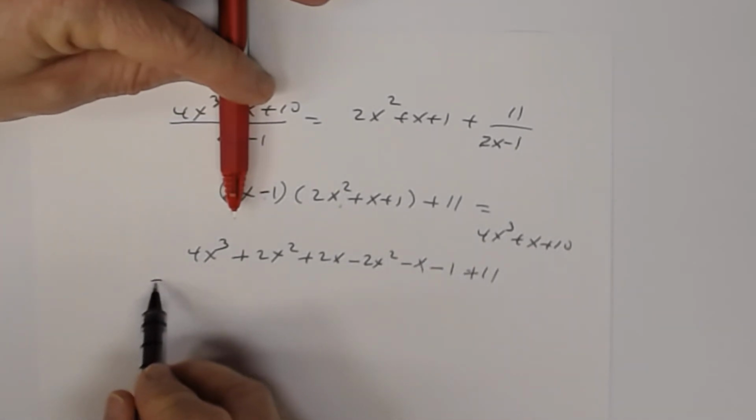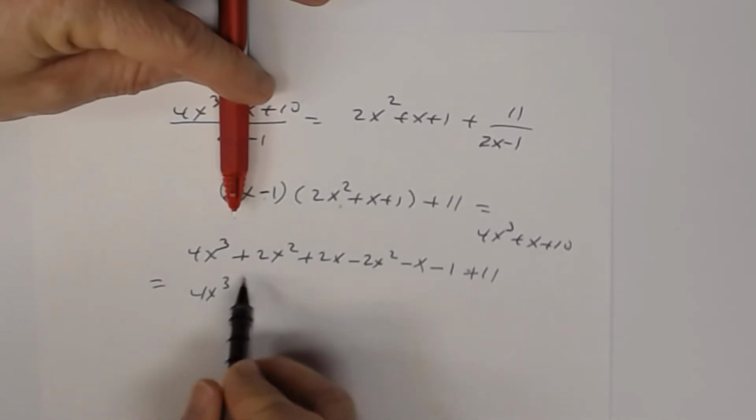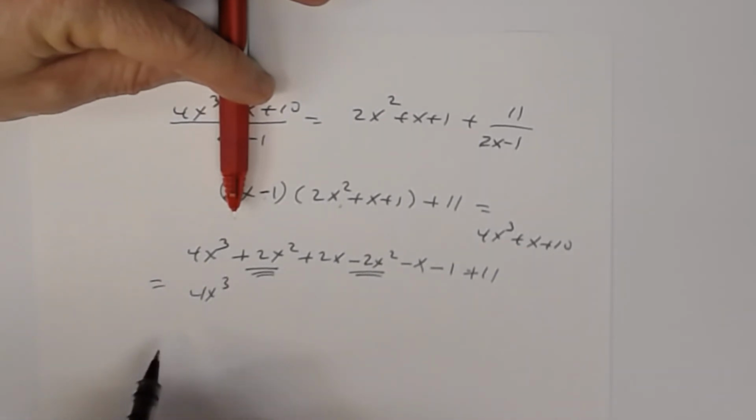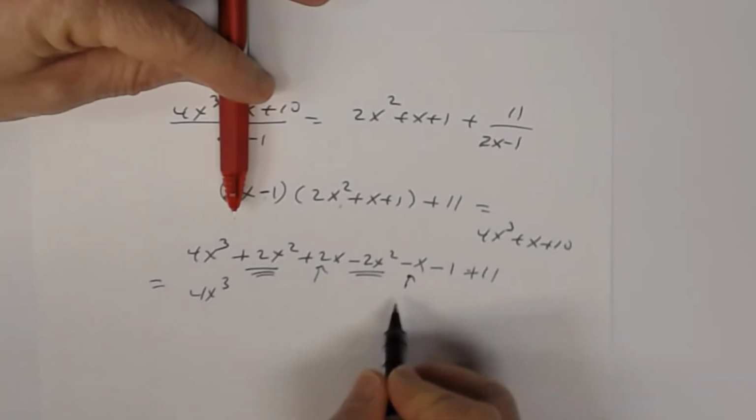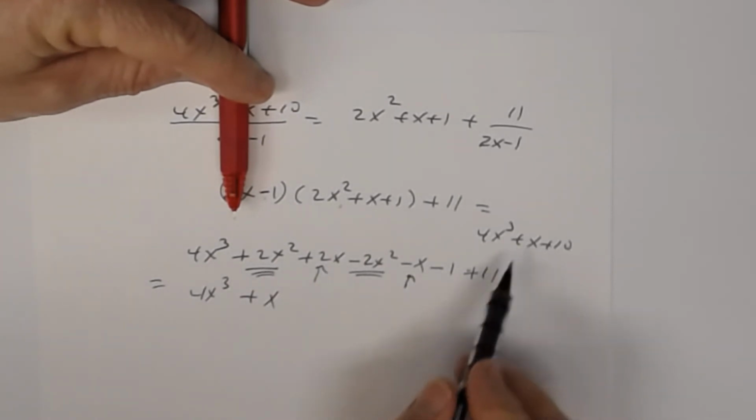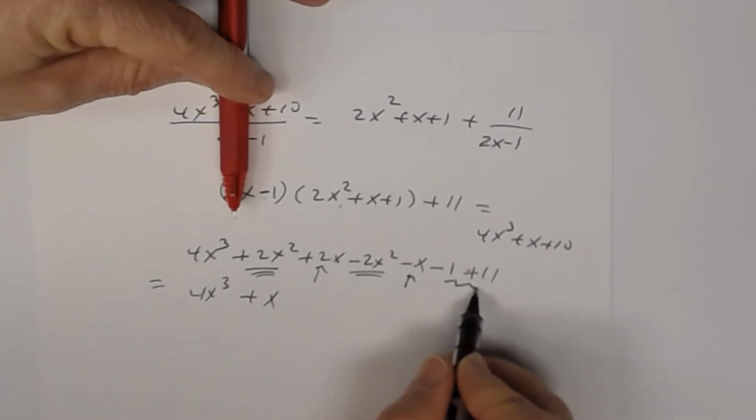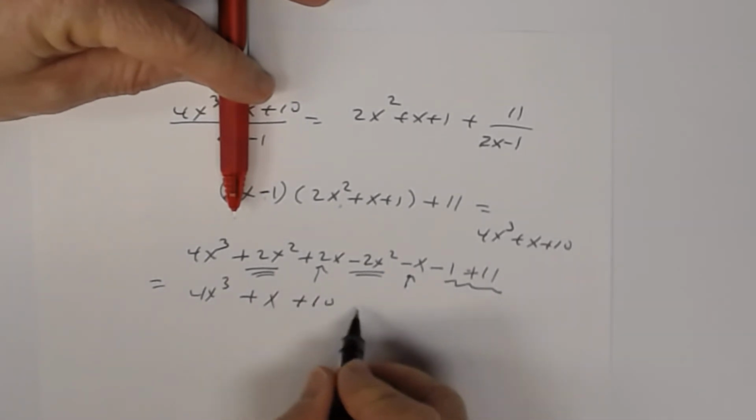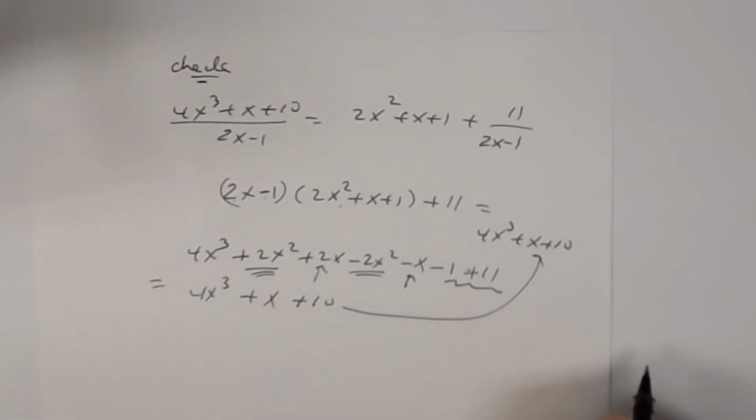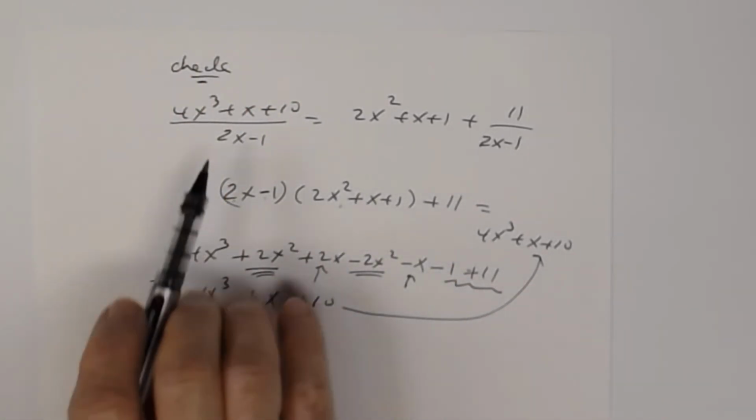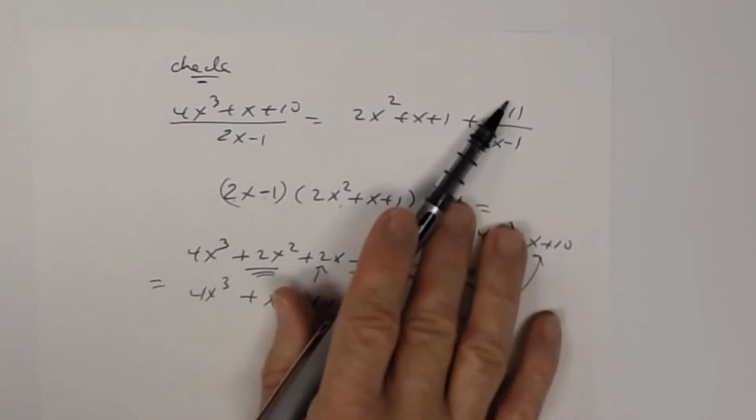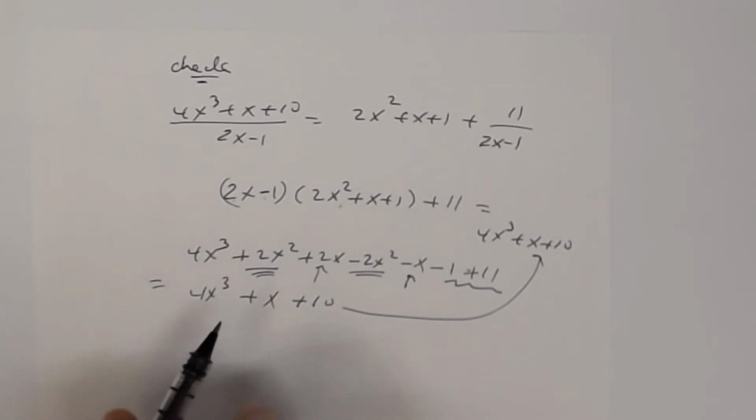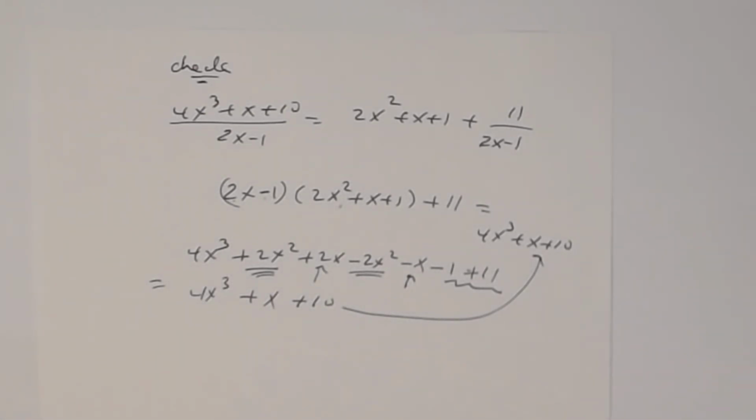Combine like terms, I get 4x cubed, 2x squared and a -2x squared, that's 0. So you see there's no x squared term here, right? 2x and a -x is a positive x. There's my positive x. And then a -1 and a positive 11 is a positive 10, and so that does equal. All right, so you check. So what I have here is correct. So this polynomial divided by this polynomial will equal this quotient plus this remainder divided by the divisor.